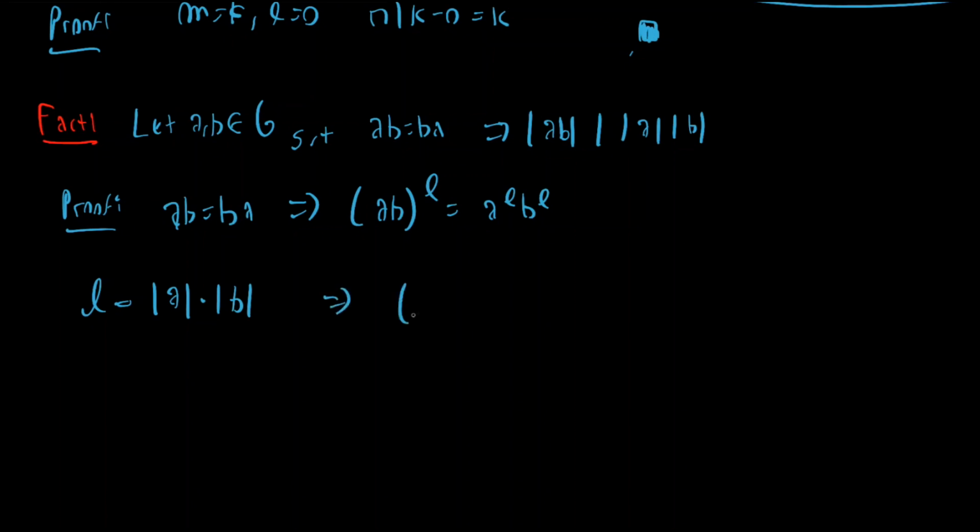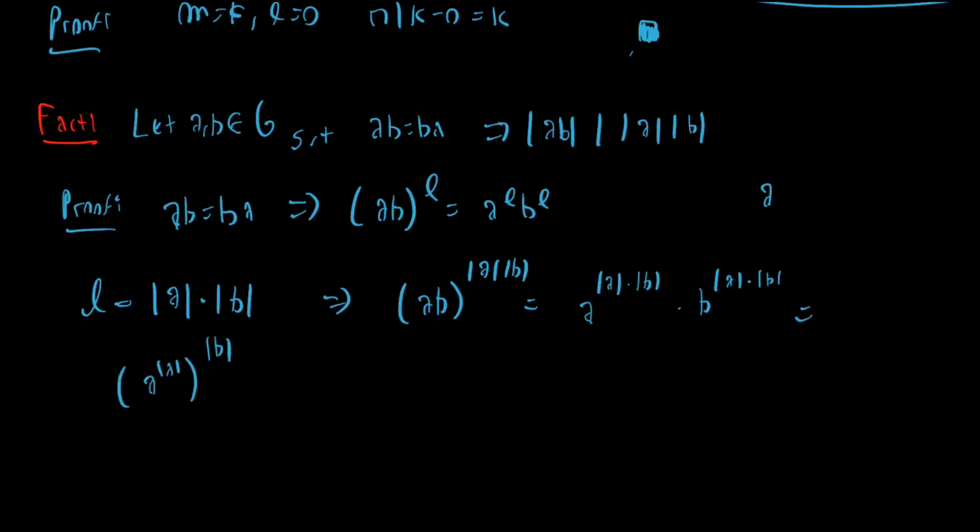And this will yield the following. By using the equation above, we will get A to the order of A times the order of B, B to the order of A times the order of B. But this is just A to the order of A to the order of B times B to the order of B to the order of A. But these two just become the identity. And in general, this is just the identity.